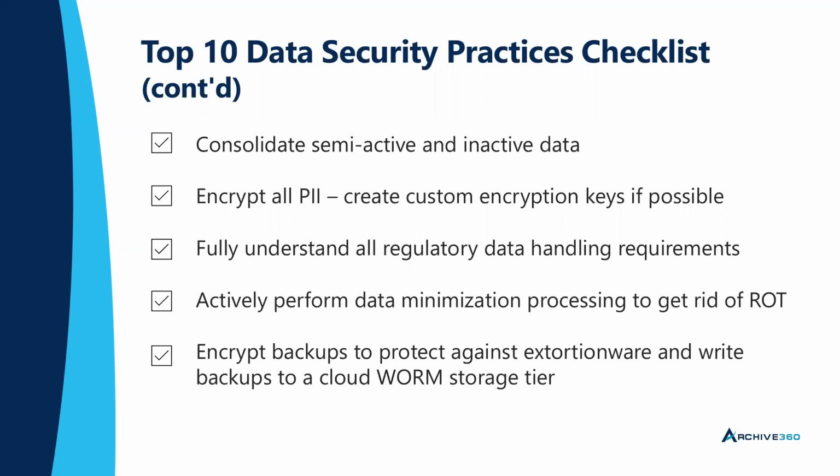And then encrypt backups based on the extortionware. Encrypt your backups. And if you're not using tape, many companies now just put backups on spinning disk. Encrypt the backups to protect against extortionware copying that sensitive data, and then write your backups to a cloud WORM storage. Azure has it, AWS has it. If it's encrypted and if it's sitting on an immutable tier or a WORM tier, then the extortionware has nothing they could do with it. So that's a great way to actually save that data.